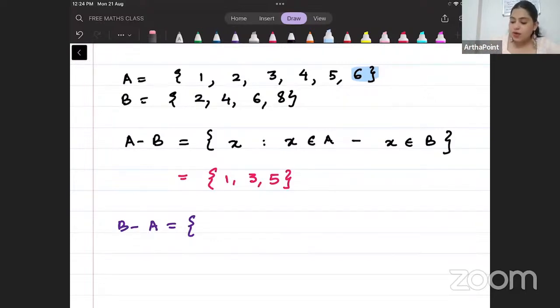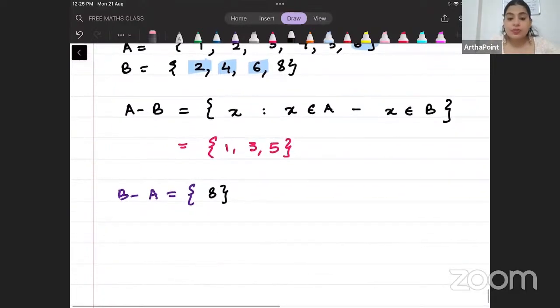So A had 2, I have to remove 2. I'm subtracting A's elements. 4 is there in A, I have to remove 4. 6 is there in A, I have to remove 6. So I will only be left with 8. So B minus A will be 8.